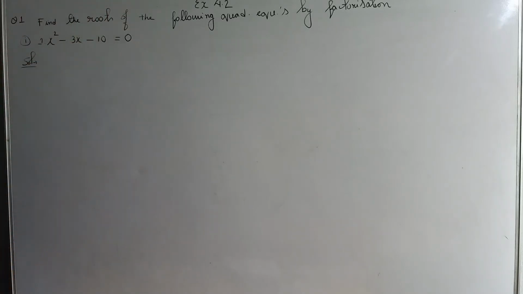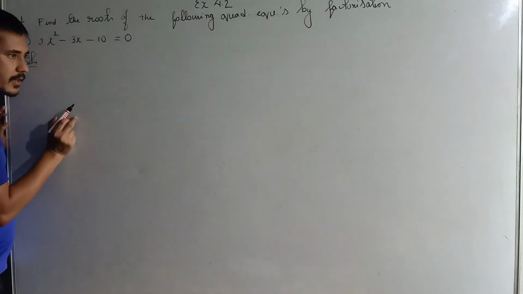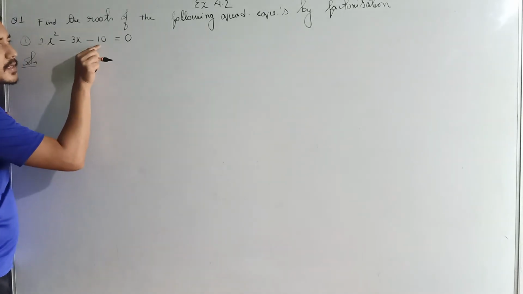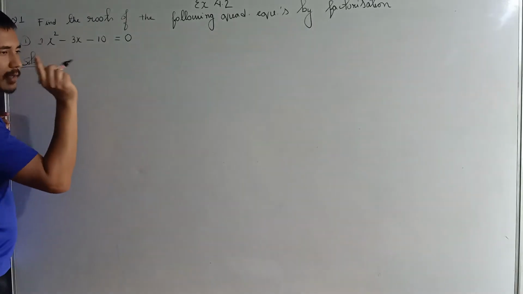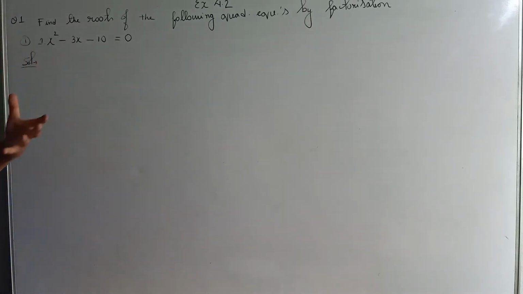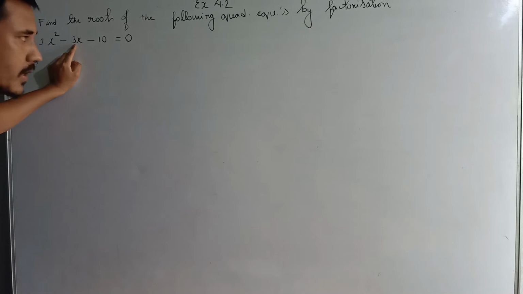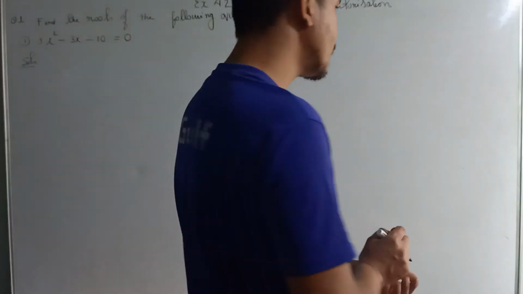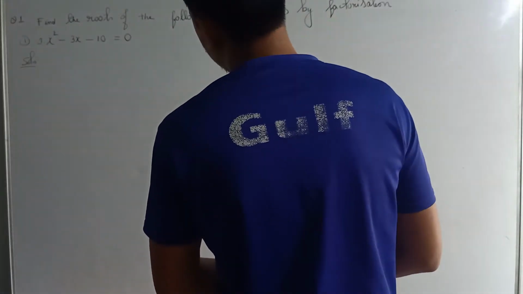Consider only the numerical value. Here the coefficient of x is minus 3, but we'll take the numerical value 3 only. Constant term is minus 10, but we will take it to be 10 only. Just consider only the numerical values.